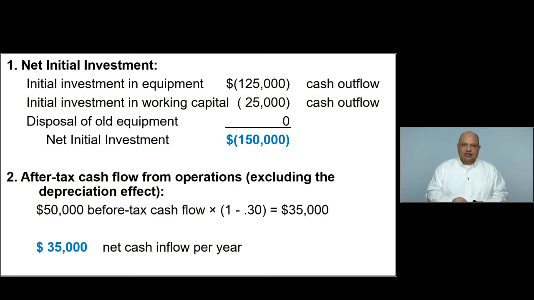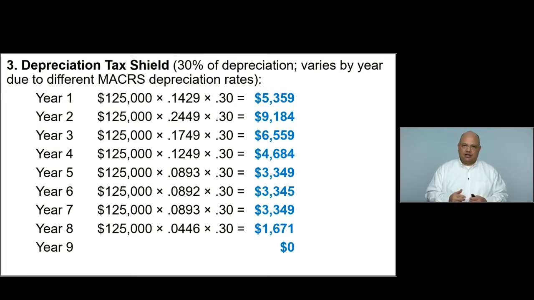Now the next calculation is the tax depreciation shield, or the depreciation tax shield. Now we've got all the calculations here, but what we're doing here is very simple. Remember, the amount of the depreciation tax shield is 30% of the tax depreciation amount each year. Well, the tax depreciation amount each year is $125,000 multiplied by that MACRS percentage that we were given in the table. And if you have to use MACRS in a question, they're going to give you the numbers in the table to use. So for year 1, it's $125,000 times 14.29%. That is the tax depreciation expense.